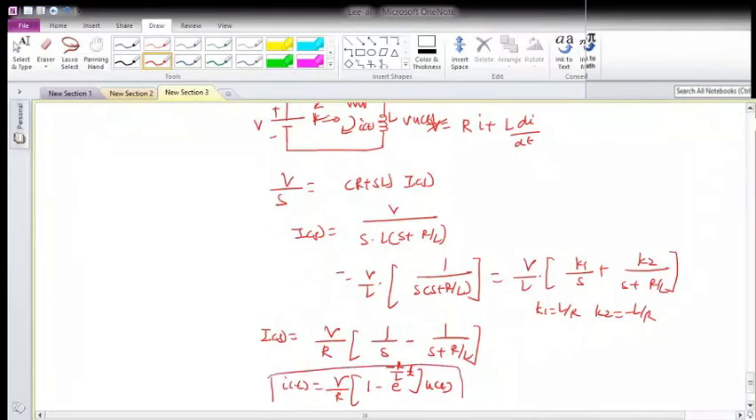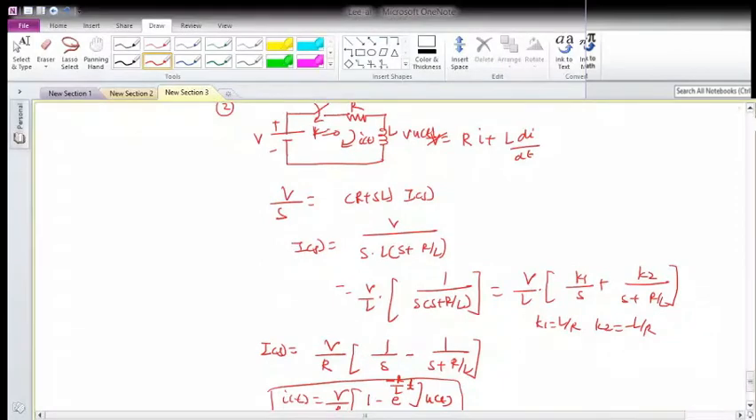Okay, so how will it be? Initially L has not been charged, so current cannot flow through it, that's why current will be 0, fine. And then as the switch is closed, the inductor will start to charge, so that current will flow and then it will remain constant. Okay, so the current will be like this, I of t.